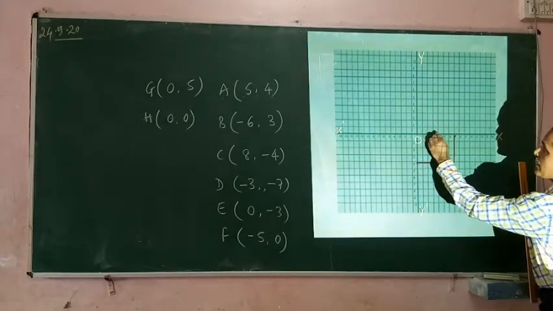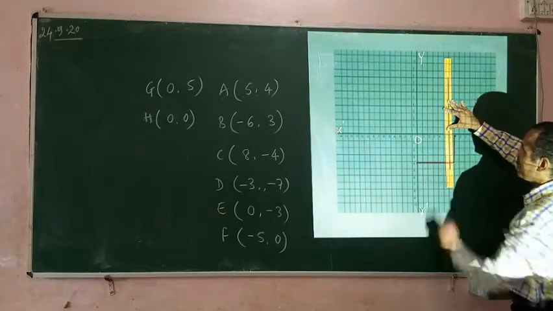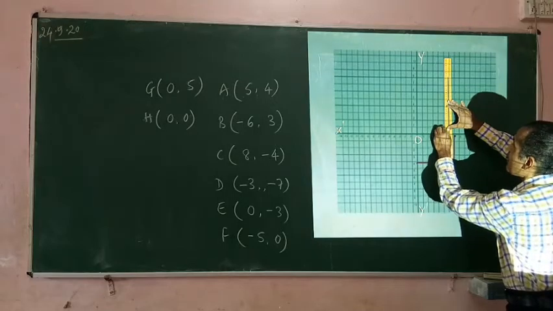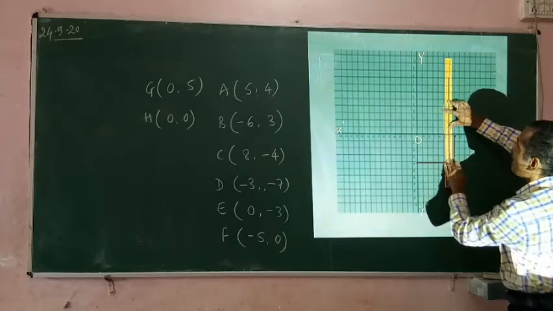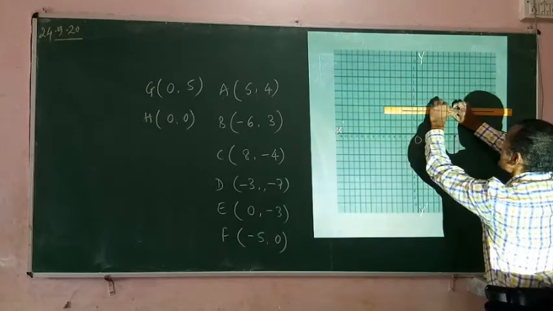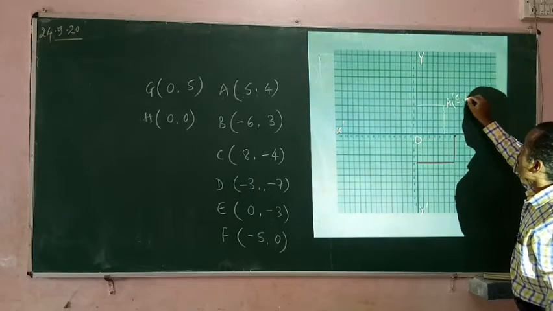0, 1, 2, 3, 4, 5. I have to start from here. This is my 5 on the x-axis. From there, on the y-axis it is 4. 1, 2, 3, 4. So I can join these. This is called as A 5, 4.